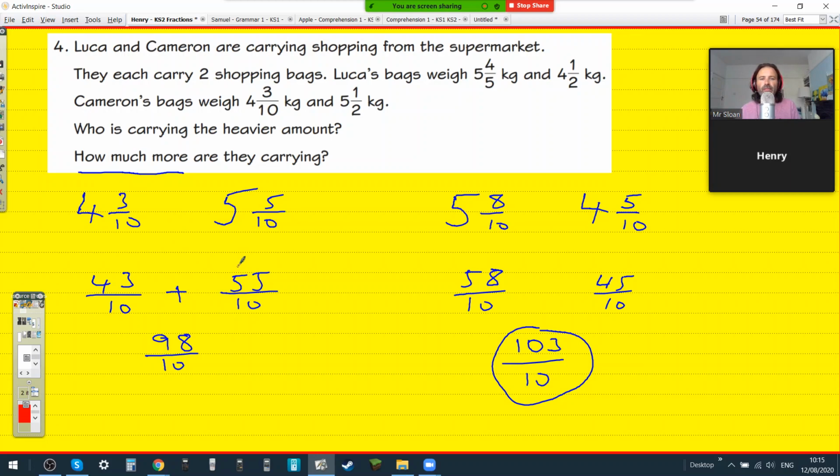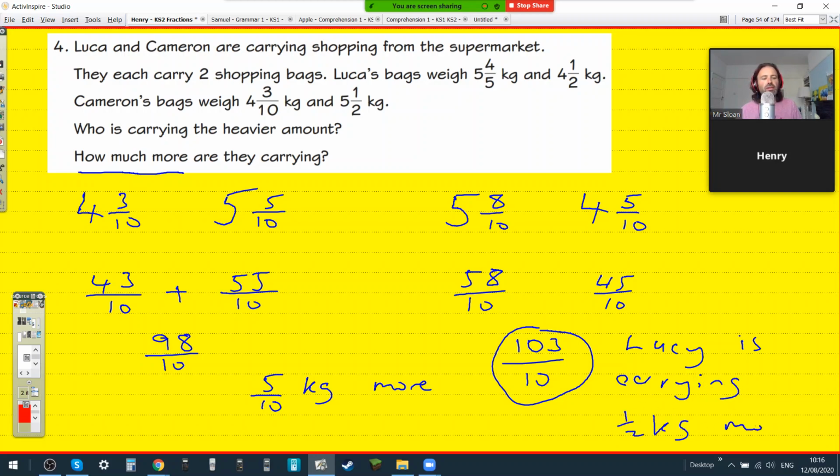It's pretty easy to do this. I'll just say 5/10 more. Lucy is carrying 5/10 of a kilo more. Kilograms more. And what is 5/10 the same as? 5/10 is the same as 1/2. Well done. So Lucy is carrying half a kilo more.